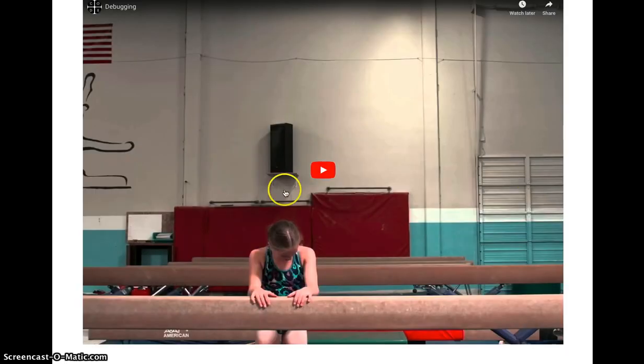Here's a student, much like yourself, about your age, who uses the debugging process every day. Let's take a look.